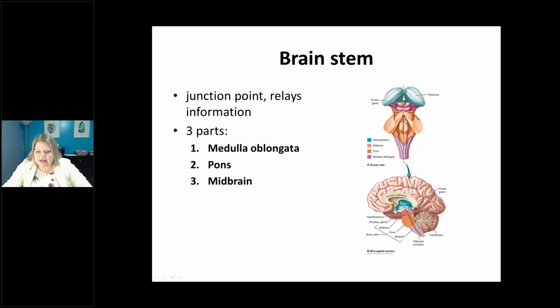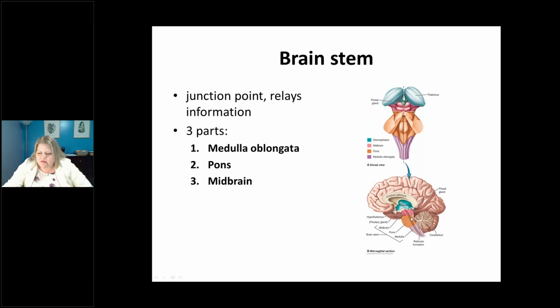You can see an anterior or dorsal view, and you can also see a mid-sagittal section here to see how they're located within the brain. The corpus callosum is the bridge between the right and the left hemisphere, and we'll talk about that a little bit later, but I just wanted to point that out.